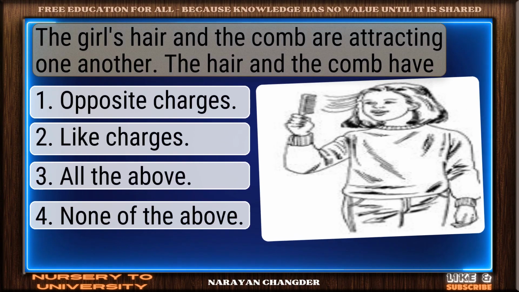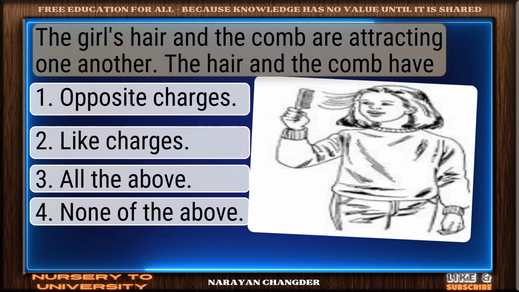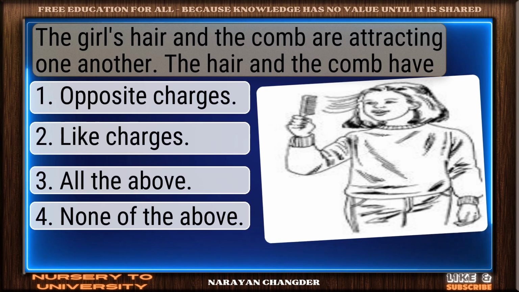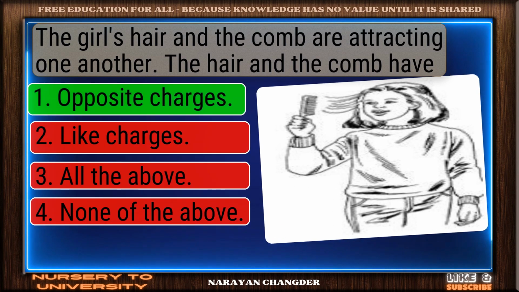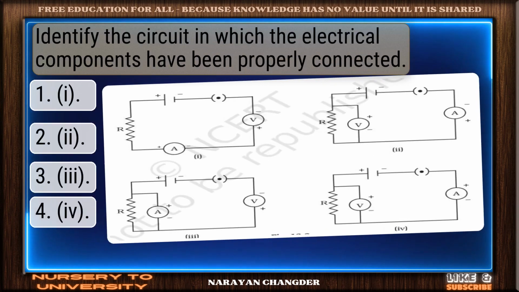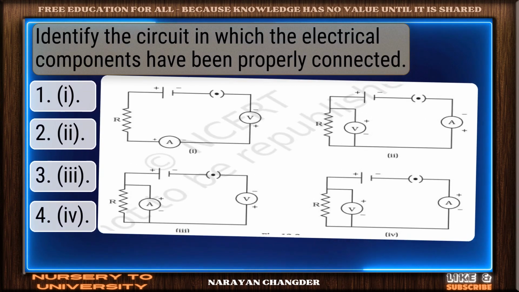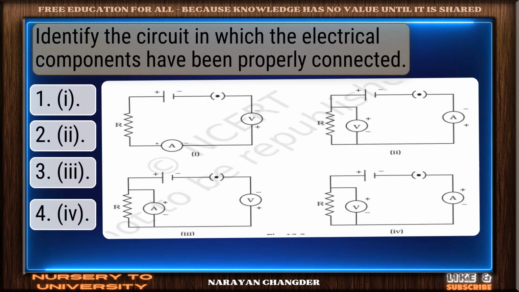The girl's hair and the comb are attracting one another. The hair and the comb have... Right again. Opposite charges is valid. Identify the circuit in which the electrical components have been properly connected.